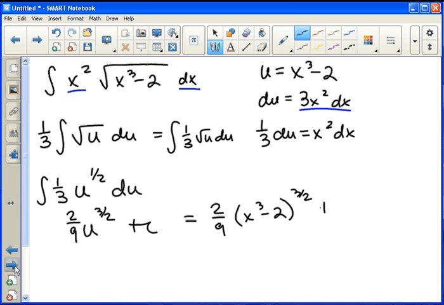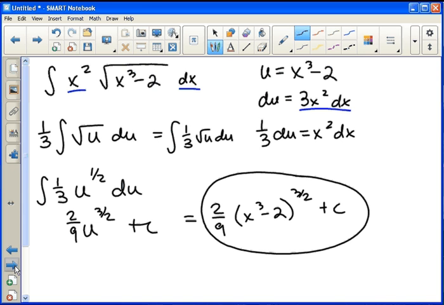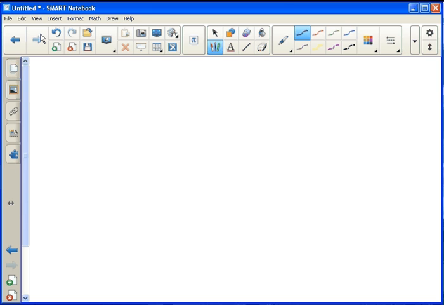Okay, last example. We're going to look at one that has a radical and a fraction. Okay, so to choose u, you look for what's inside something, so that would be 2 minus x cubed. The derivative of that would be negative 3x squared.